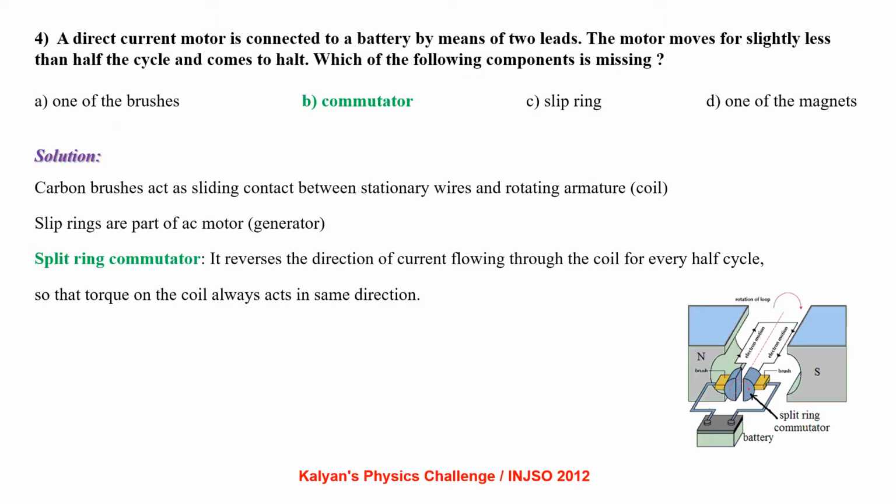A direct current motor is connected to a battery by means of two leads. The motor moves for slightly less than half cycle and comes to halt. Which of the following components is missing?